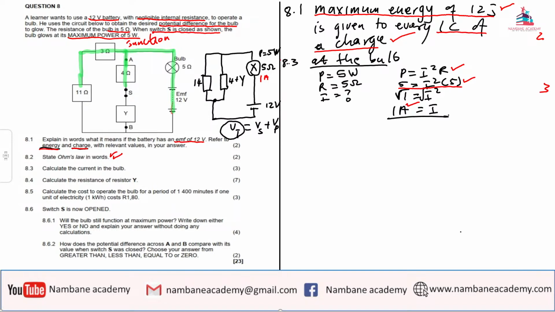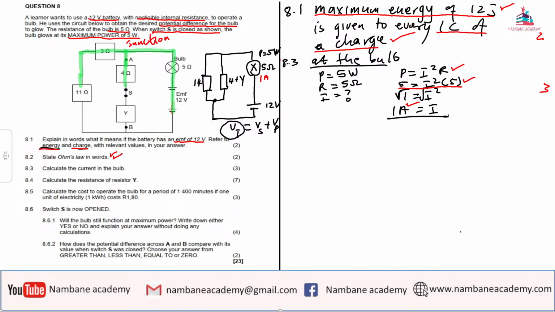So, Bonolo, your hand is up. Kindly ask your question. Sir, may you please repeat the explanation of why the 12 volts are not used at the 5 ohm bulb?